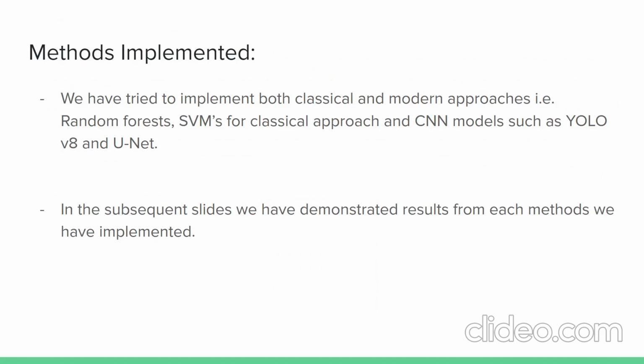There are classical and modern approaches for the semantic segmentation problem. Classical approaches refer to SVM, random forests, mean shift, etc. The modern approaches refer to approaches using CNN models such as YOLO, SegNet, VGGNet, ImageNet, and U-net, and some more. In the subsequent slides, we have demonstrated results from each of the methods that we have implemented. Now I hand this over to my colleague Ashutosh Sahu for further presentation.